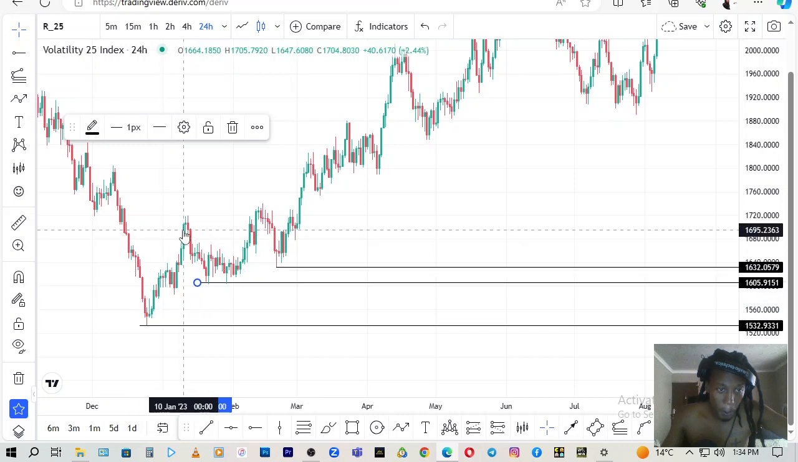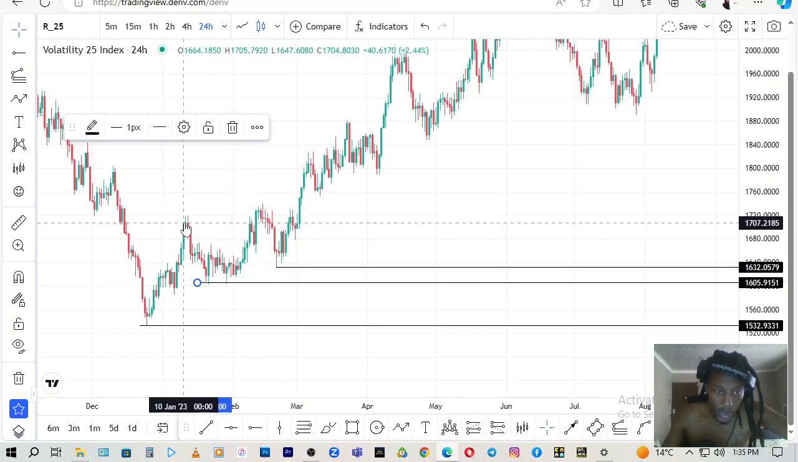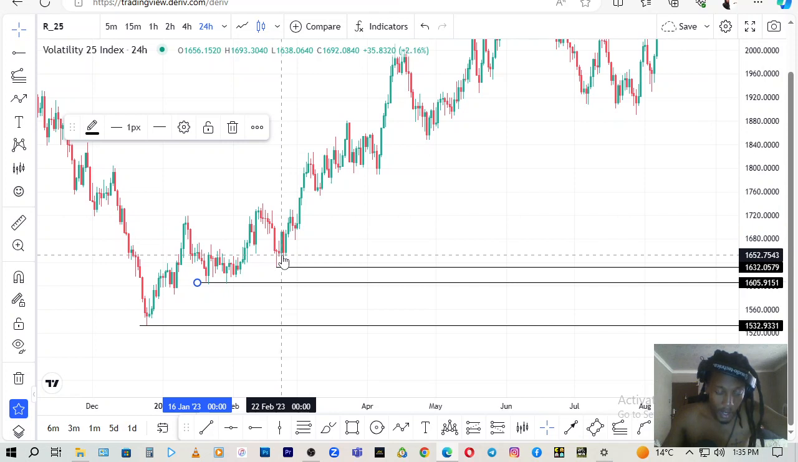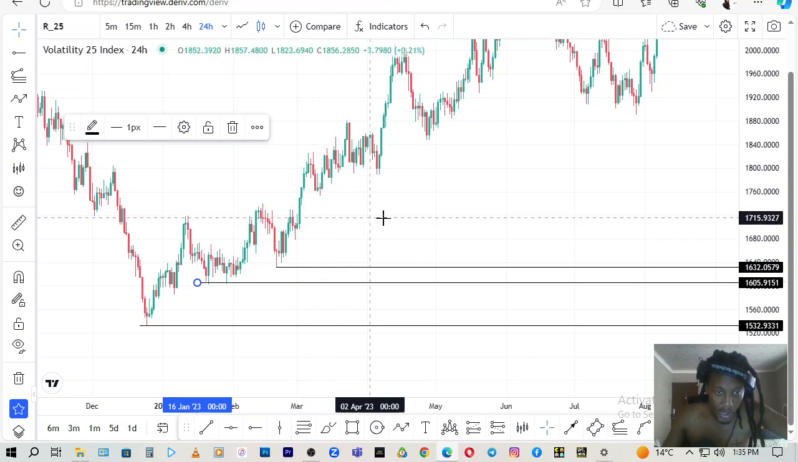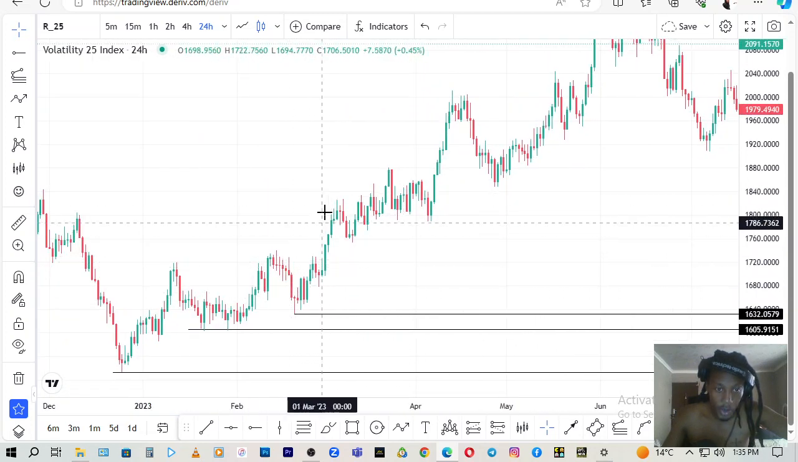Like here we got a break of structure and a pullback, a retracement and a rejection over here. That's my swing low. Over here we broke the structure, then we retraced, then we got a rejection on this level. That's my swing low. So we got a break of structure and a retrace. That's my swing low.